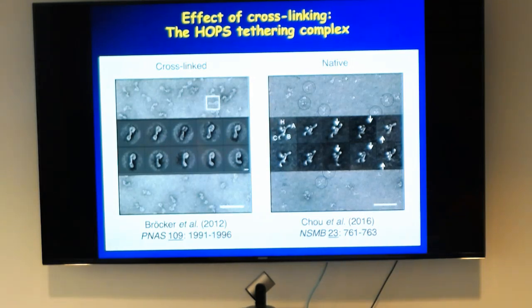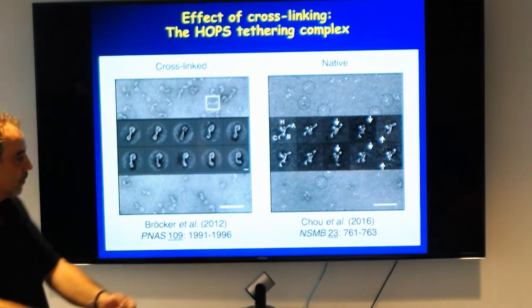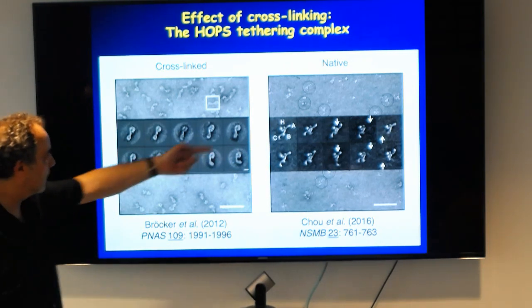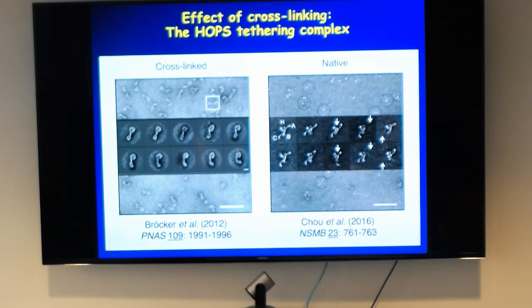So cross-linking would not be a bad idea, but what you do is you basically stabilize the head, and then you clump all the legs together, so now you have a domain for the head and all the legs clumped together. So you can get a structure from this, but it has nothing to do with the structure of the actual protein in solution. So this is an extreme example, but if you do cross-linking, it's a good idea to check that the cross-linking doesn't really affect the big arrangement of the structure.